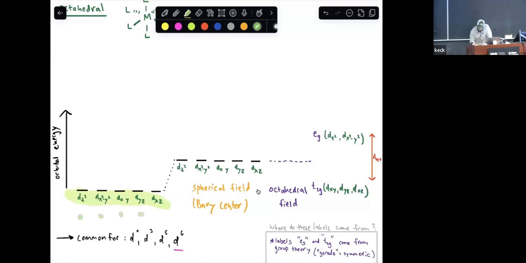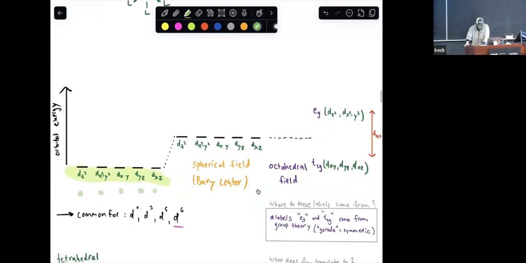One, two, three, four, five. And then the first thought experiment we'll consider is to apply a spherical field, a so-called barycenter. And what we'd expect here, with a perfectly spherical field, is that all of these orbitals that are originally degenerate are still degenerate because they experience the spherical field equally. So that's kind of our concept check there.